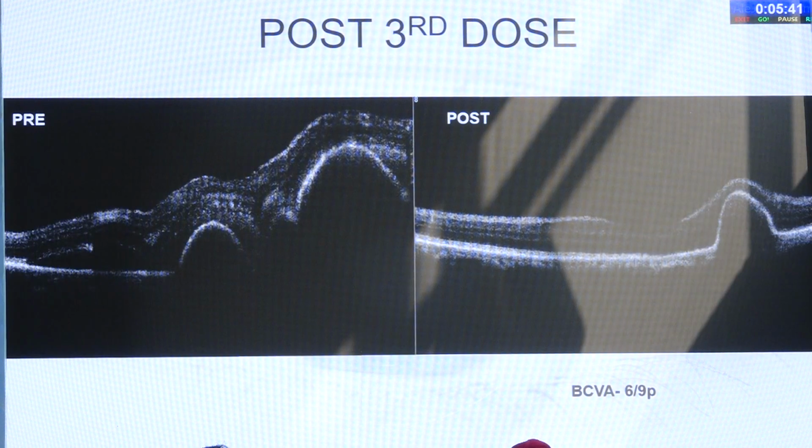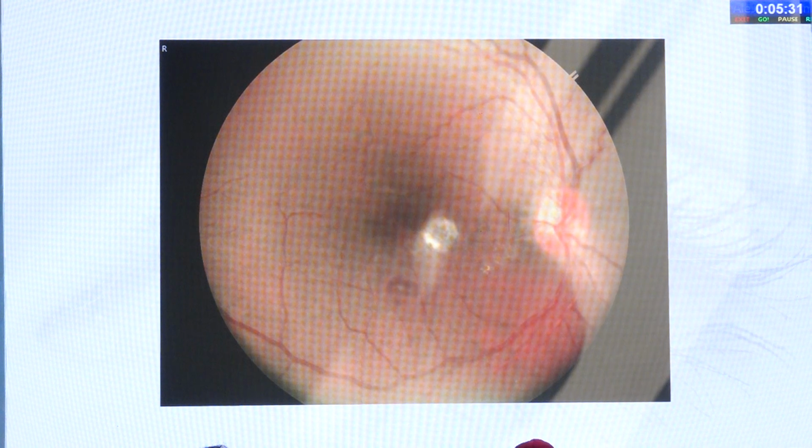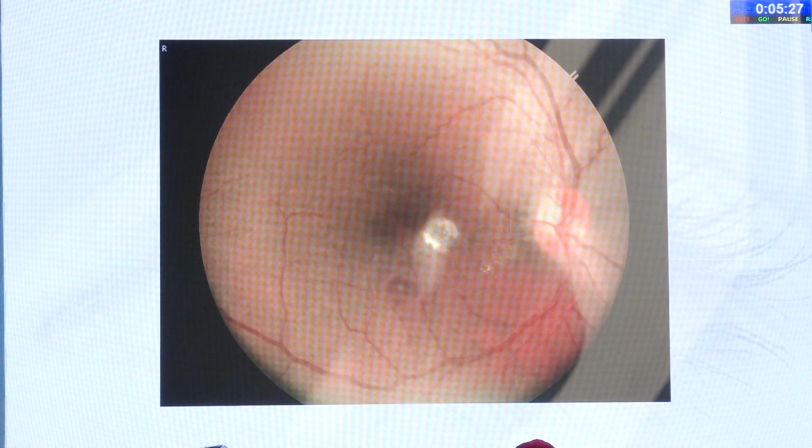Post the first dose, there was marked reduction in the submacular bleed, and post third dose, there was complete resolution of bleed and complete inactivity of the PCV. And this was the post procedure at 3 months. The fundus photograph looked like this.